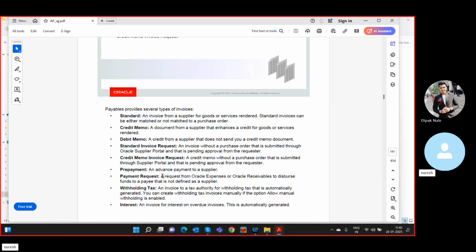If it comes from receivable, you sold to a customer, you want to refund something. You sold for 1 lakh, 50,000 to be refunded. So you cannot refund in AR, right? So in AP, that 50,000 invoice will be created as a payment request type. So it is telling the request from Oracle expense. Maybe an employee going on a tour, we want to return some money to him. It will be coming from Oracle expense to AP, Oracle AR to AP. So to disburse funds to a payee that is not defined as a supplier. These people will not be defined as suppliers automatically. This will be coming like that.